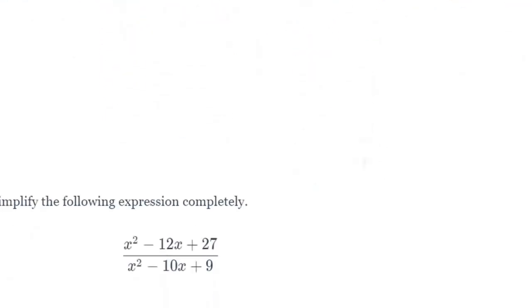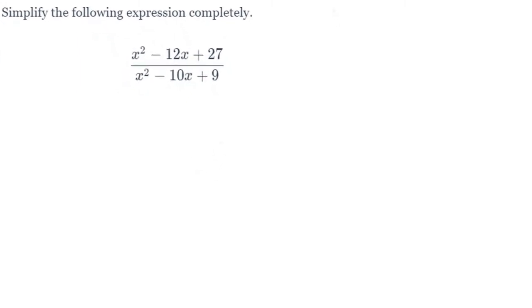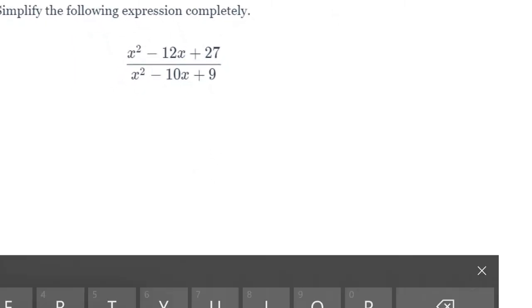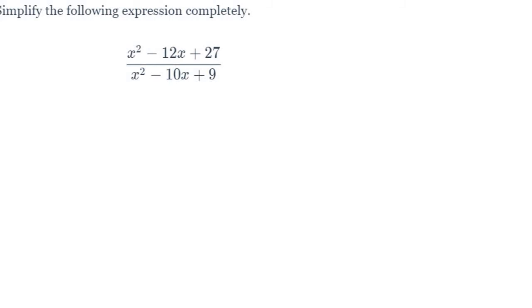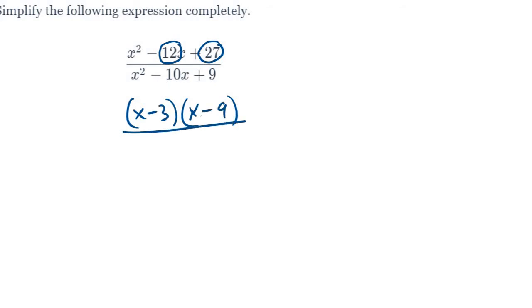Let's see, I think I have another example left over here. So here's another example. I'm going to factor 27 and 12. I need two numbers that multiply to be 27 and add to be 12. I know that 9 and 3 will make 12 when you add them together. So I need x minus 3 and x minus 9. And then at the bottom, I need two numbers that will make negative 10. So I know negative 1 and negative 9 will make that.